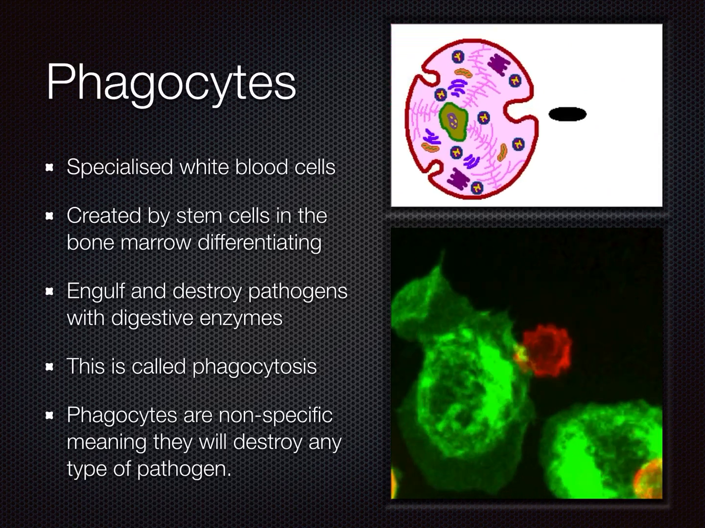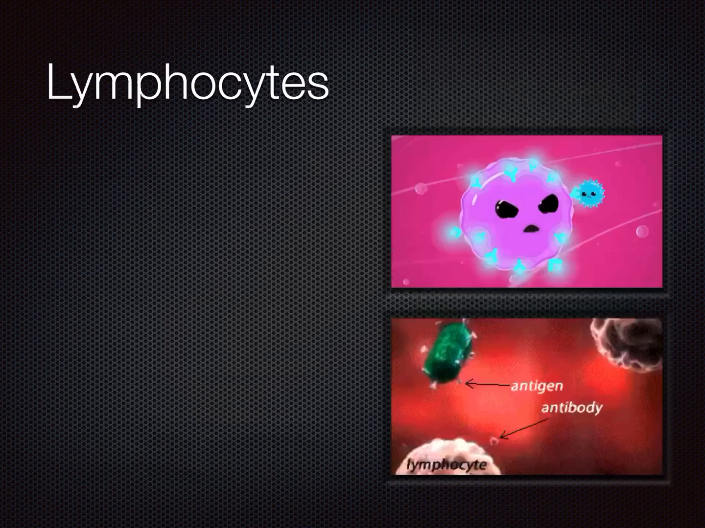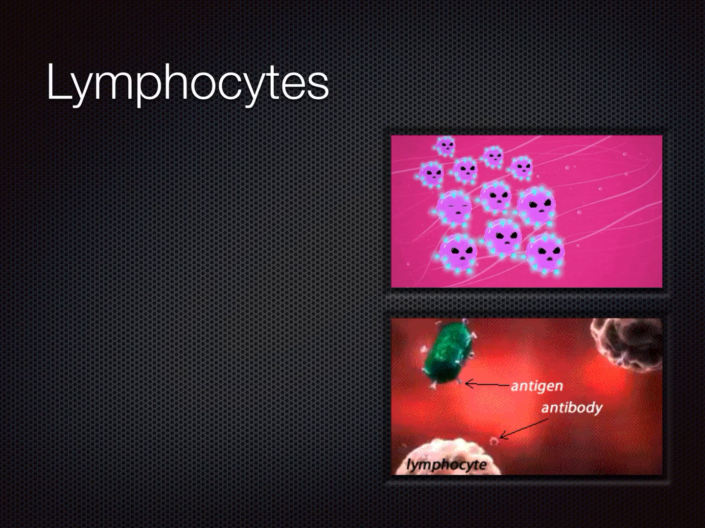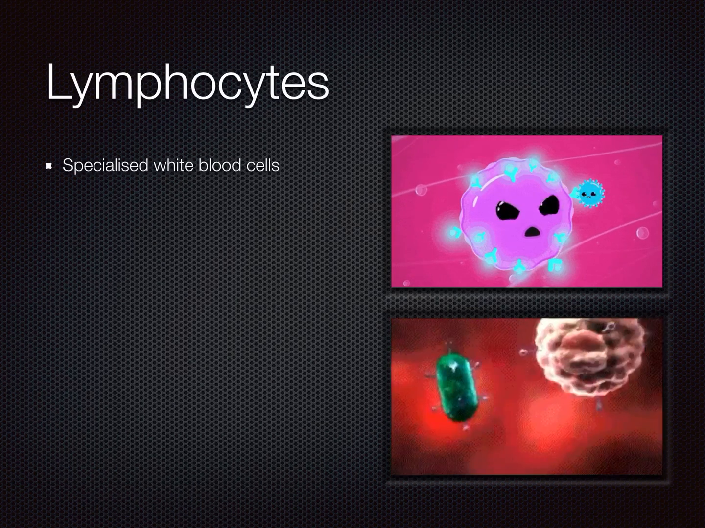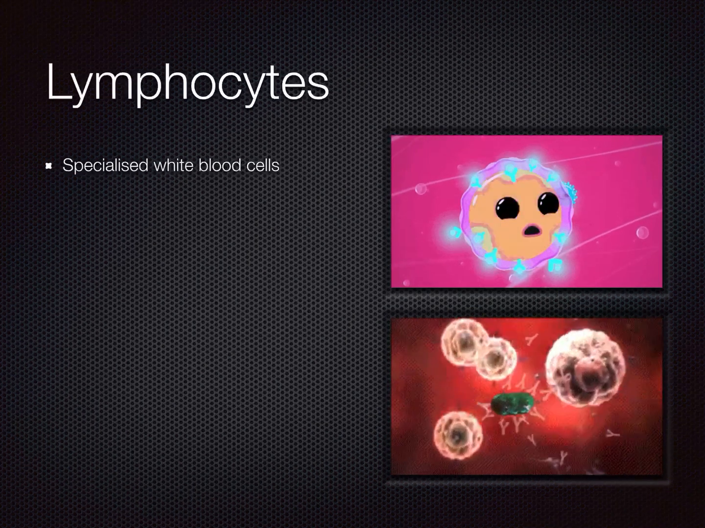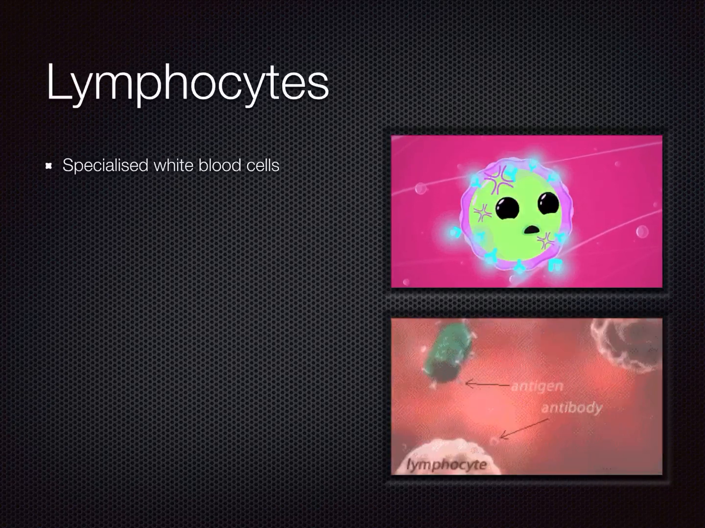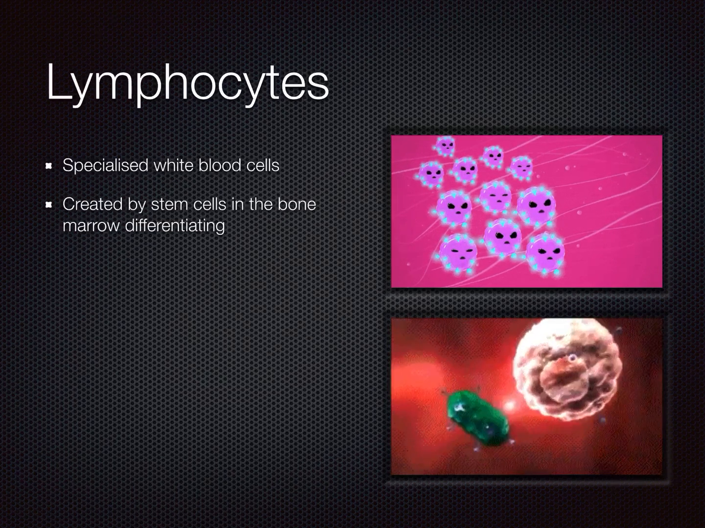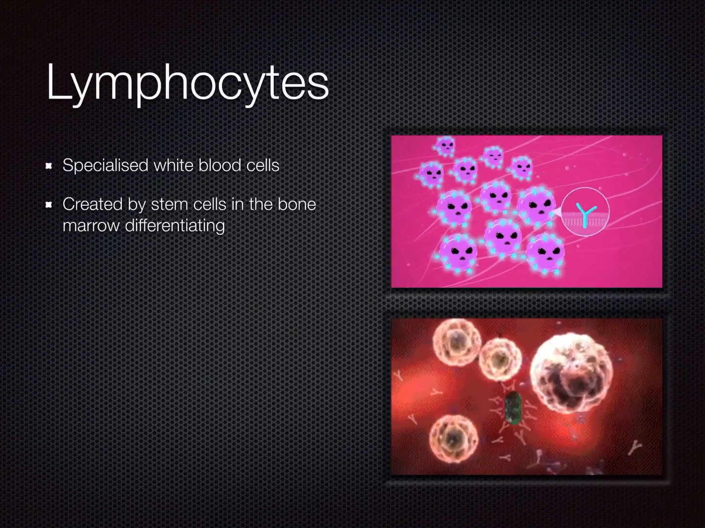These are non-specific, meaning they'll destroy any type of pathogen. Okay, our lymphocytes are a different type of white blood cell. Now the lymphocytes actually, when they recognise a pathogen, they start to make a protein called antibodies. So they start to divide and divide and divide. You have lots of lymphocytes and they start to make antibodies, these little yellow shaped things, and the antibodies basically destroy the pathogens. Okay, so if the phagocyte's a bit like Pac-Man because it engulfs and destroys, the lymphocyte is a bit more like Spider-Man because it shoots out these antibodies which stick to the pathogens and destroy them.